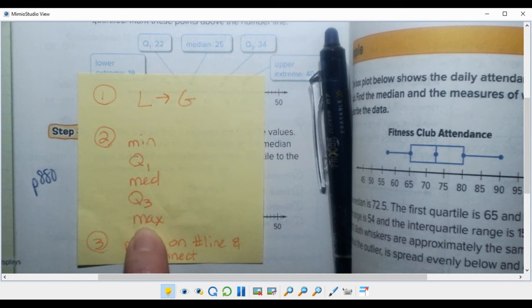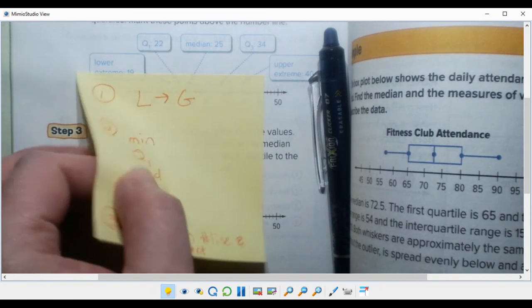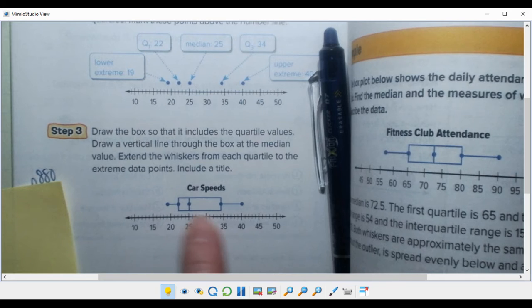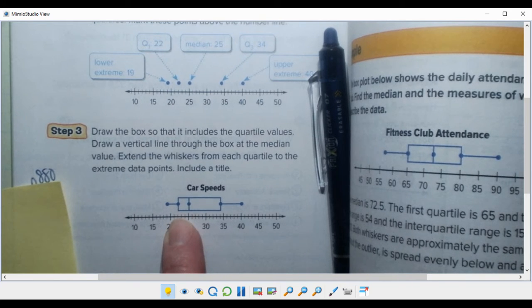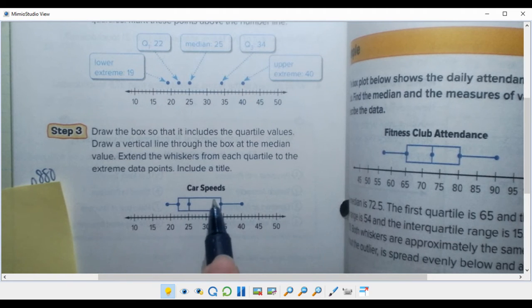You then mark those 5 numbers on a number line and connect them so that you've got a box in the middle and then 2 things that go out to make what we call the whiskers. And it looks something like this. Okay. Now, if you remember, we talked yesterday, the quartiles split the data into 4 equal-sized groups. So right here, this is 1/4 or 25% of the data. This first part of the box is 25% of the data. This part of the box is 25% of the data, and this line is 25% of the data.